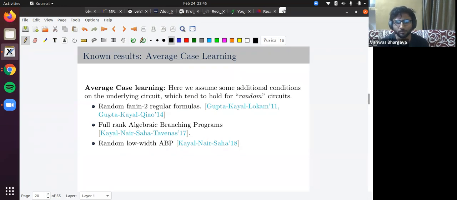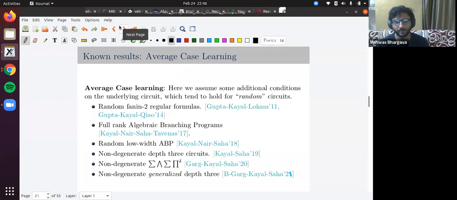So there were previously these three results. These are random fan-in regular formulas by Gupta, Kayal, Lokam and Gupta, Kayal, Qiao. And then there were full rank algebraic ABPs and low width ABPs. Again, all these three results were very restrictive on the structure.